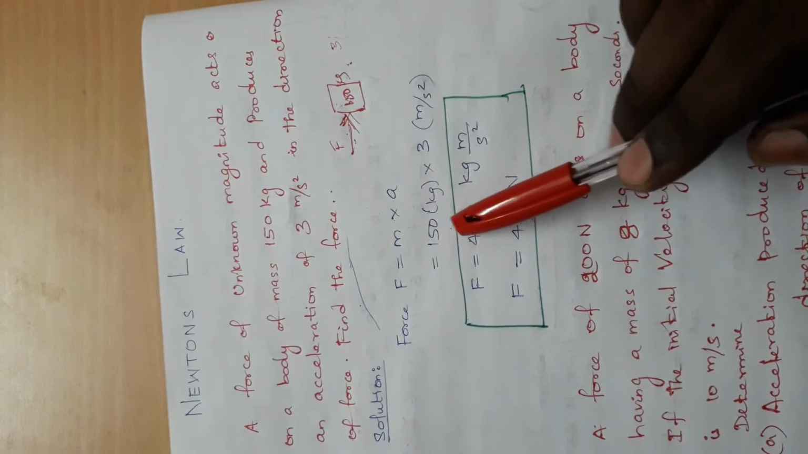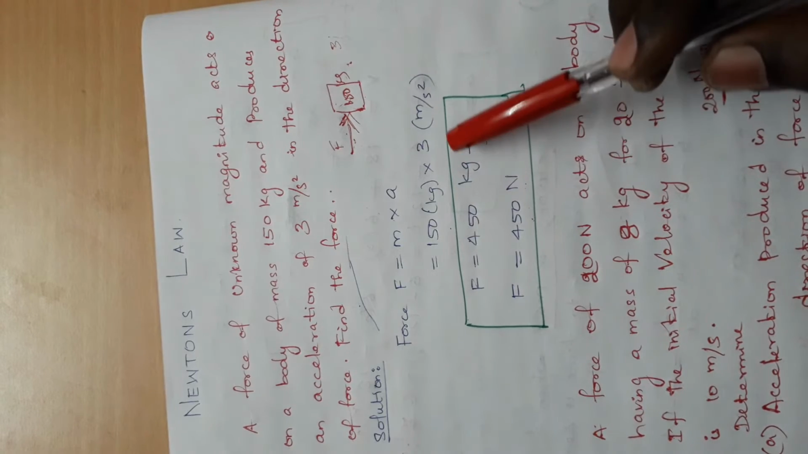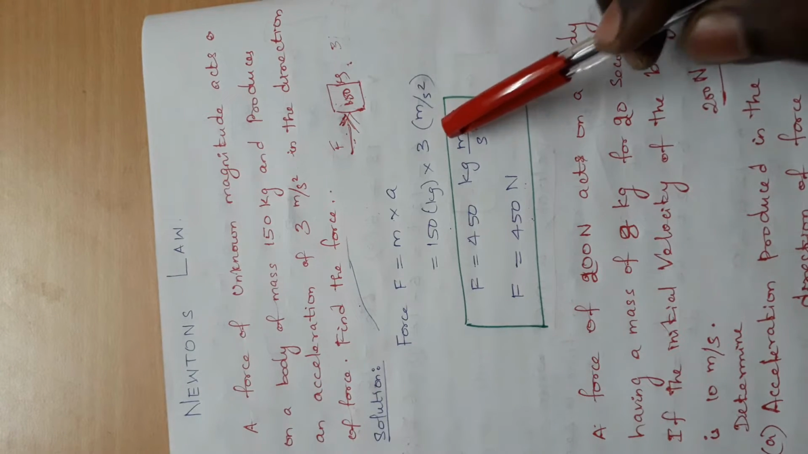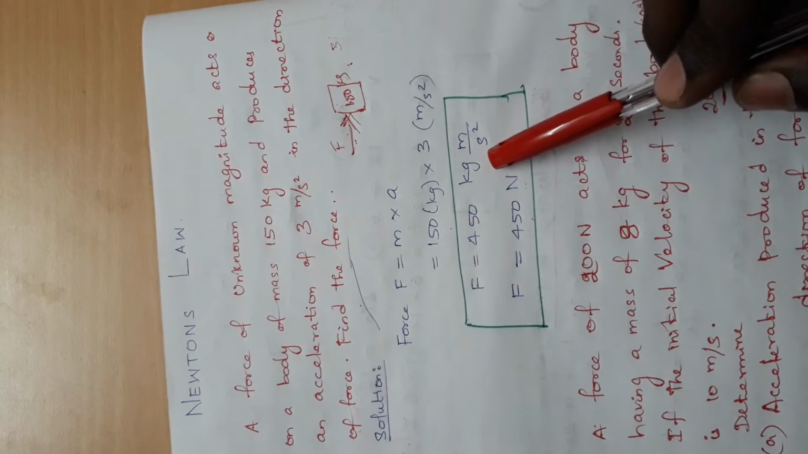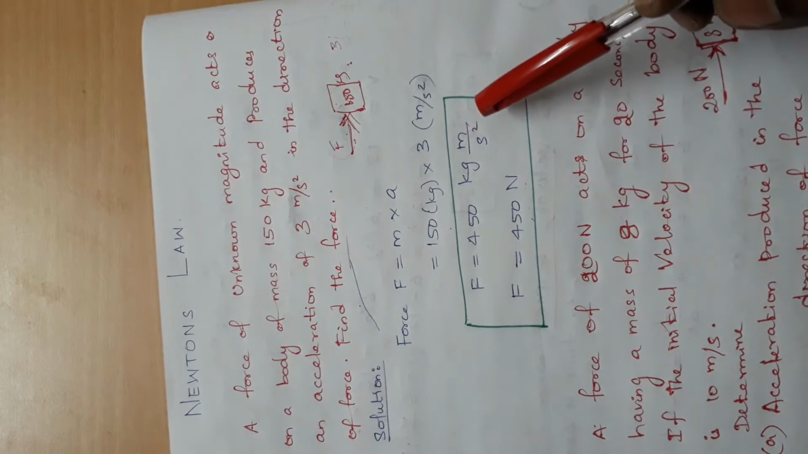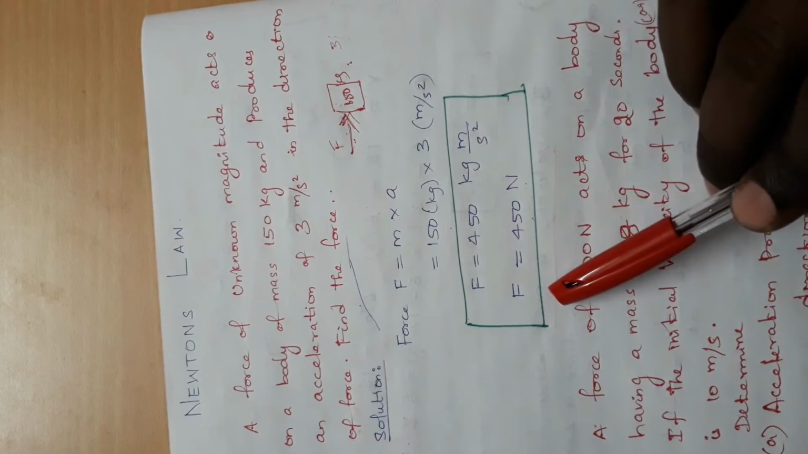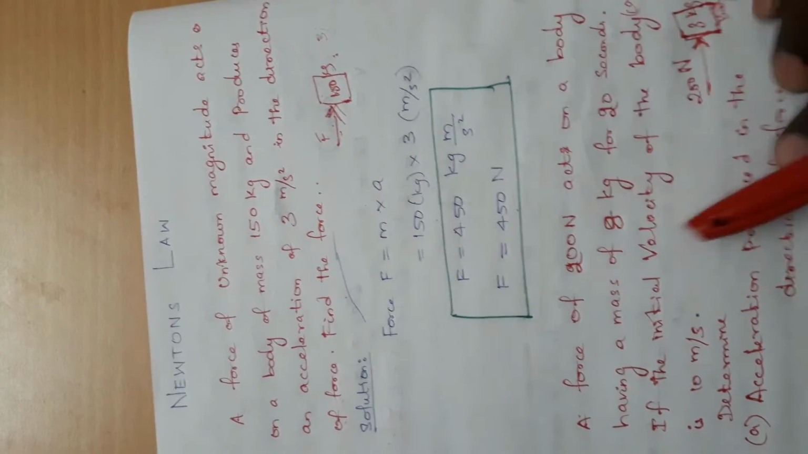F is equal to ma. m is 150 kg. Acceleration is 3 meters per second squared. F is equal to 450 kg meter per second squared, which can be written as F is equal to 450 Newton.